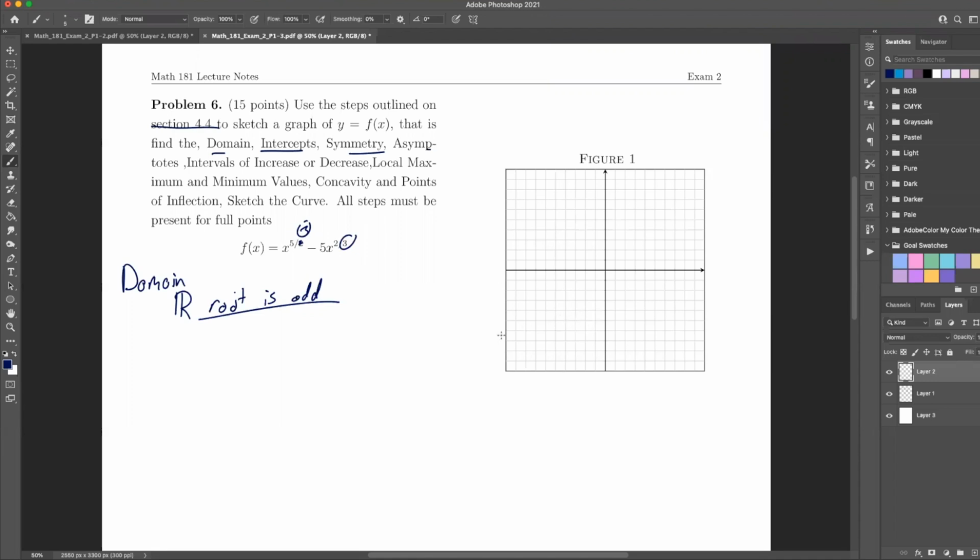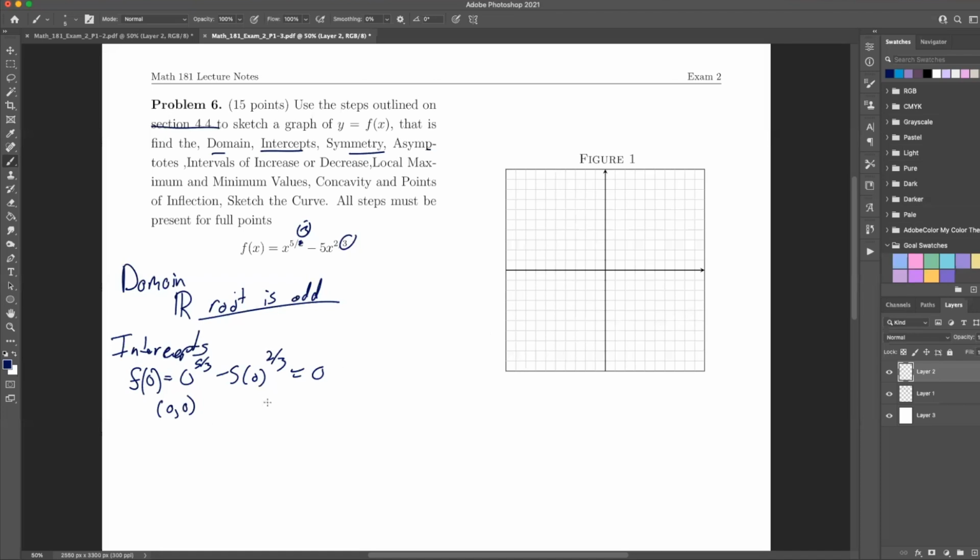All right, let's find the intercepts here. How do we find that? First, if we plug in x equals 0, that'll give us our y-intercept. So x equals 0 is 0 to the 5/3 power minus 5 times 0 to the 2/3 power. Well, what's the answer here? Of course, 0. And so we have one of our intercepts at (0, 0).